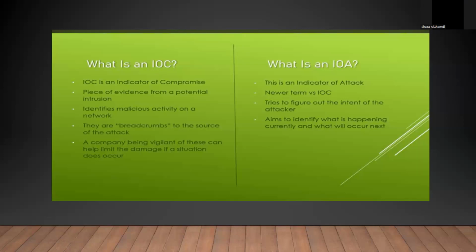So it's not really compromising the whole network. Here we try to figure out the intent of the attacker by studying his IOA. So now we really want to know where the attacker is heading with this attack. Okay, he has now compromised two machines. Where is he heading? What is his real intent? It aims to identify what is happening currently and what will occur next. So this is the IOA. This is, as I can see, a reactive approach, and this is more like a proactive approach.